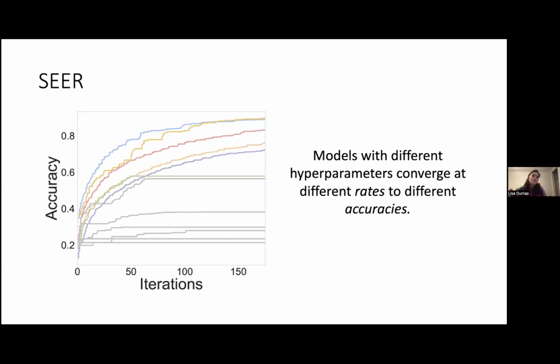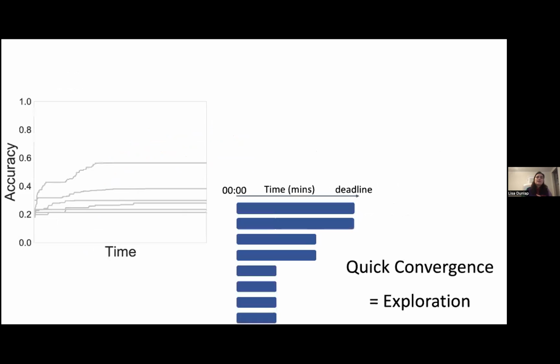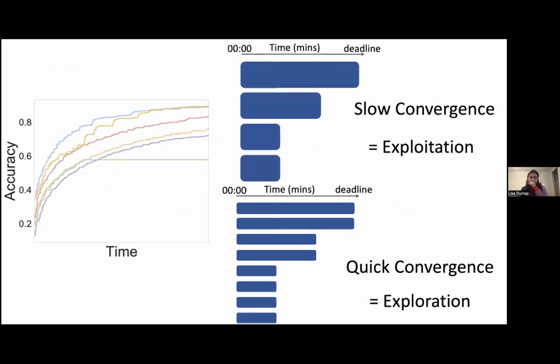I'll talk a bit more about the related work or intuitions that we're building off of along with this cloud stuff. Essentially our method has what we call different brackets that play off of this idea of exploration and exploitation. It's based on the idea that models with different hyperparameters converge at different rates to different accuracies. If you have models that converge really quickly, then you would want this more exploration strategy because you don't need to train them for very long to know if they're bad. And if you had something with slow convergence, you would want this exploitation strategy because you need to run them for a much longer period of time in order to figure out which one is the best.